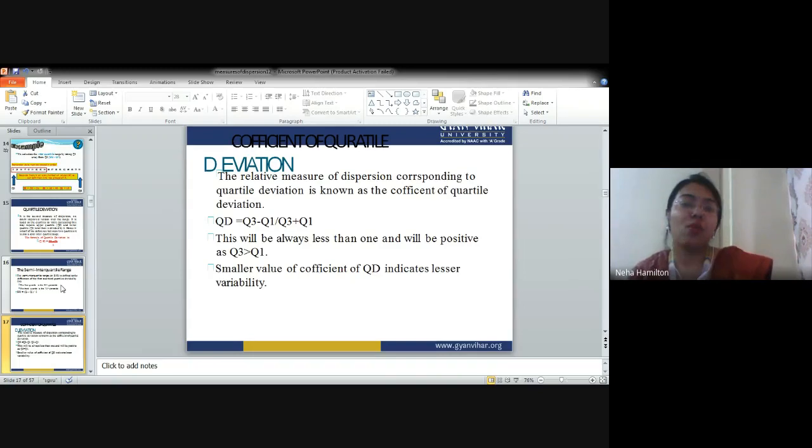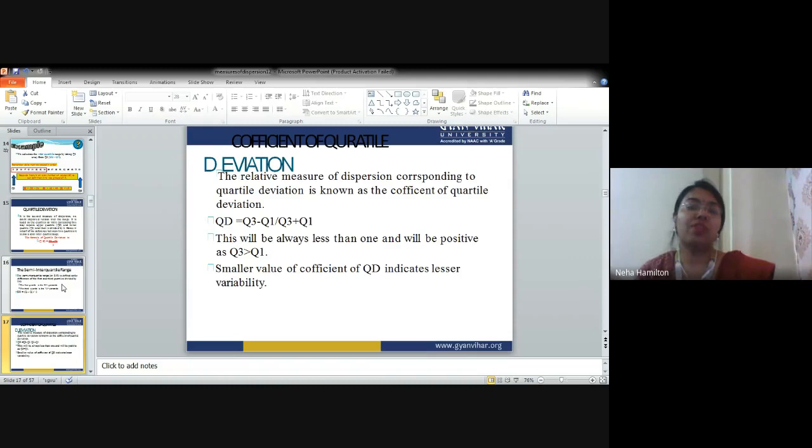Then we have the coefficient of quartile deviation, right? Now, how do we find out the deviation? The relative measure of dispersion corresponding to the quartile deviation is known as the coefficient of quartile deviation. So, whatever dispersion is happening in the quartiles, this deviation we are going to calculate, right? So, what is the formula? It is Q3 minus Q1 divided by Q3 plus Q1, right?